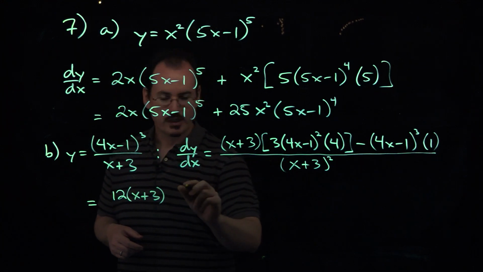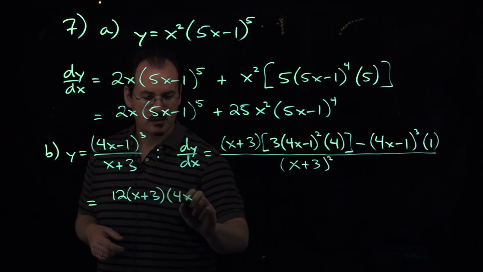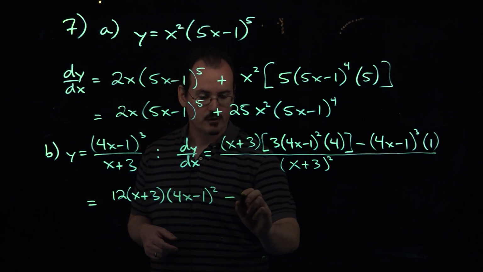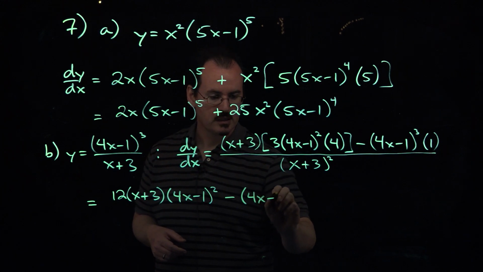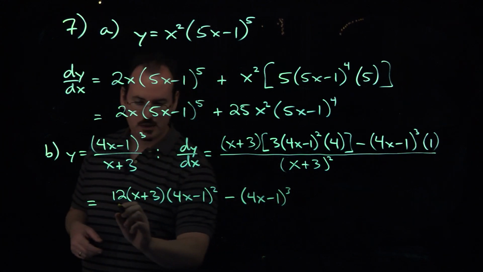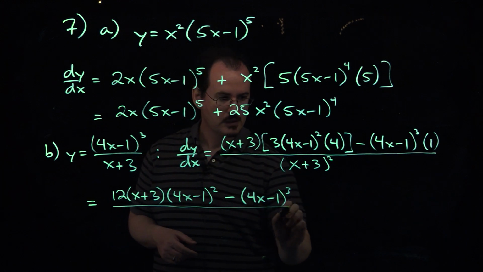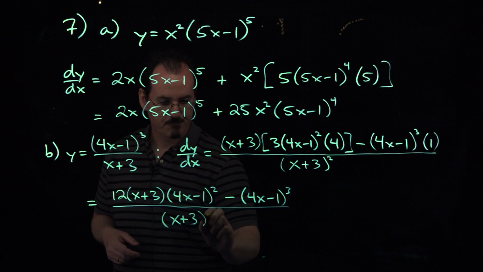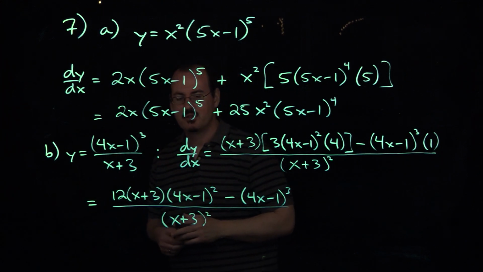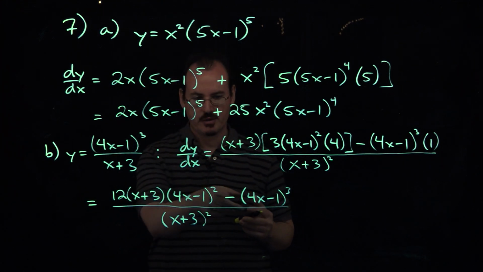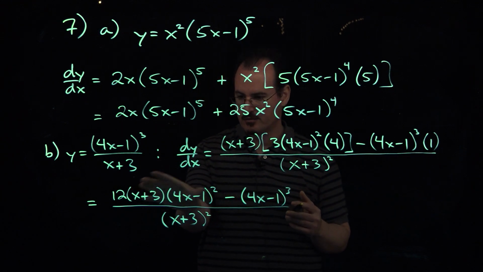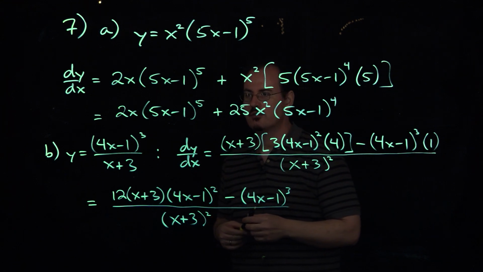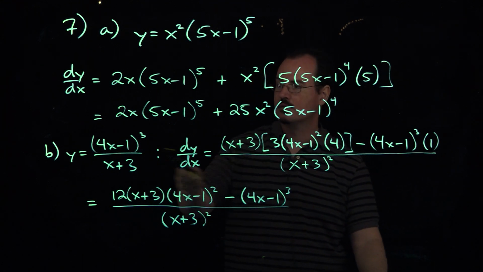and then the (4x minus 1) squared, and then minus the (4x minus 1) cubed, and then all this divided by (x plus 3) squared. And you could simplify this more, but there's not any point. I mean, this would require expanding that. This would be a nightmare to try to expand any of that. So we'll just leave it as that for our final answer for the derivative of the quotient function that we have here.